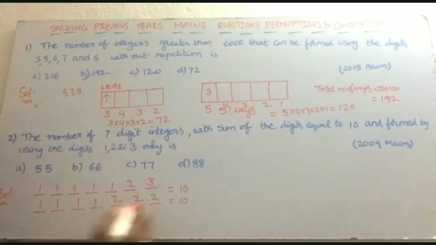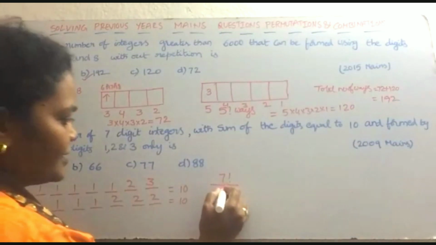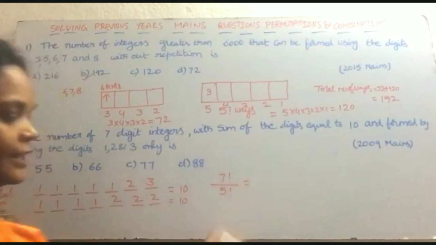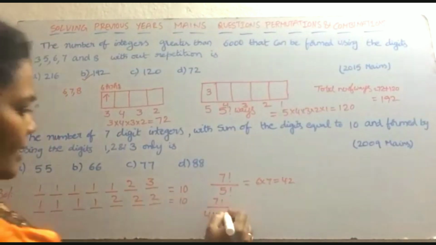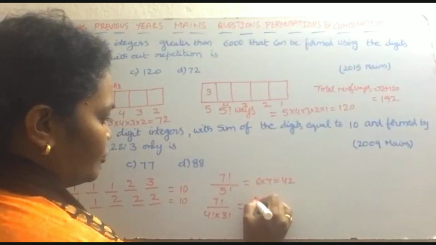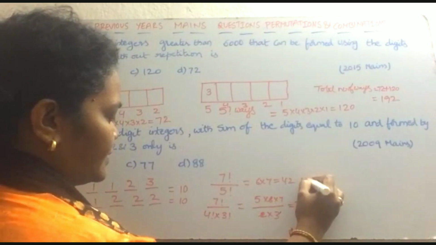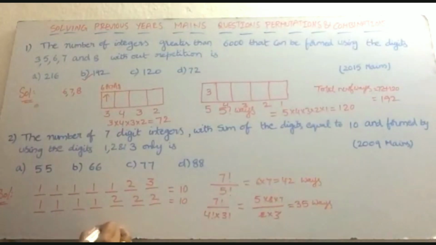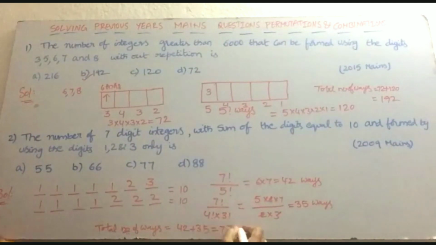For the first way, with 7 places, repetition is allowed, and the five 1s repeat, so it is 7 factorial by 5 factorial, which is 6 into 7, that is 42. For the second way, 7 factorial by 4 factorial into 3 factorial, that is 5 into 6 into 7 by 2 into 3, which is 35. So the total is 42 plus 35, that is 77 ways. So option C is correct.